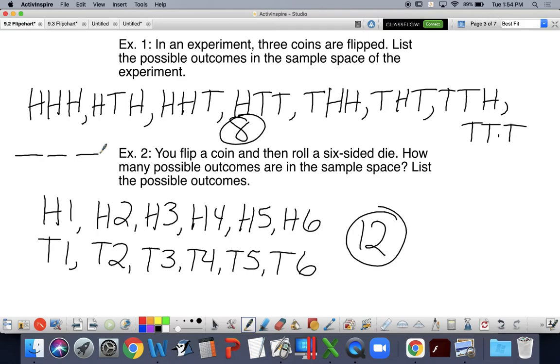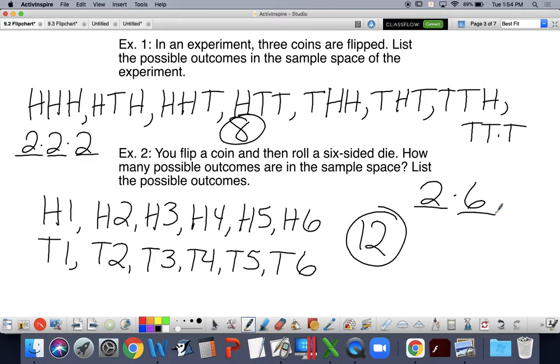How many options do I have when I flip the first coin? Heads or tails, right? Just 2 options. And then I can do that same thing with the other 2 coins. So I get 2 times 2 times 2. I get 8 total options in my sample space. Down here, I have 2 options for the coin, and then 6 options for the die. So 2 times 6. That's where we get the sample space numbers. And we're going to practice a lot of that today, is finding those sample spaces.